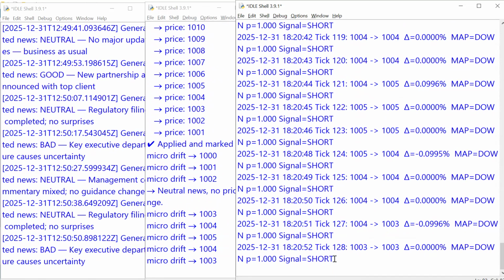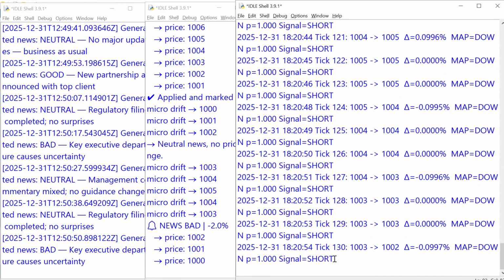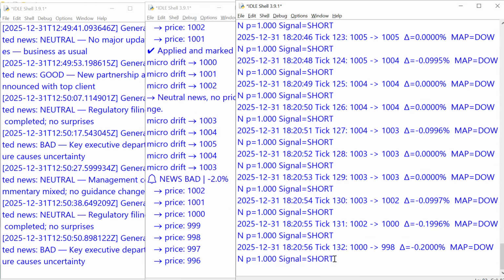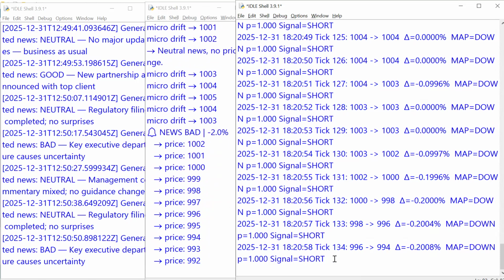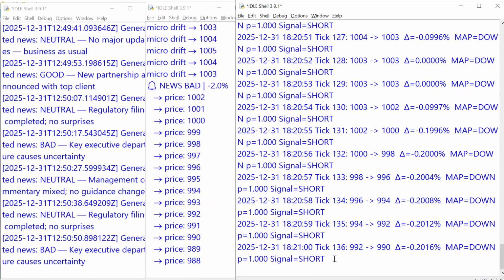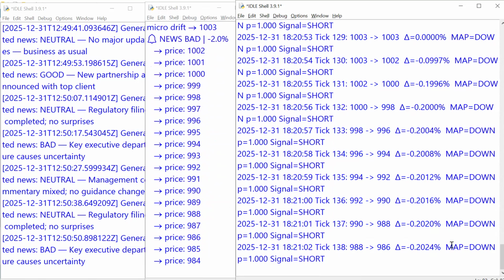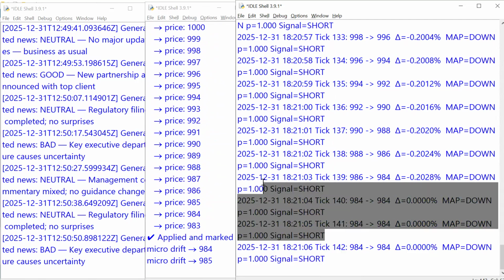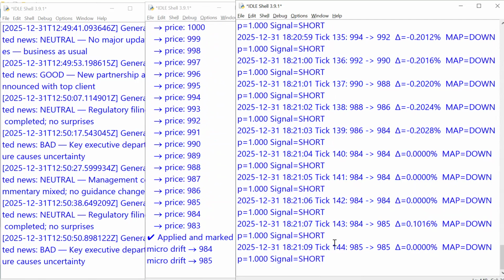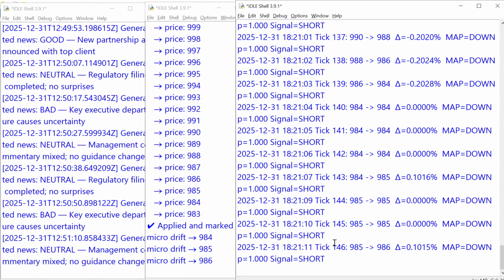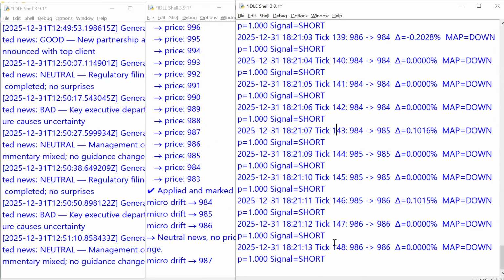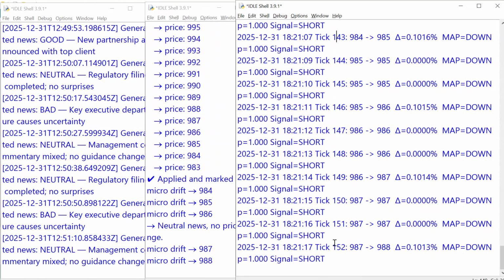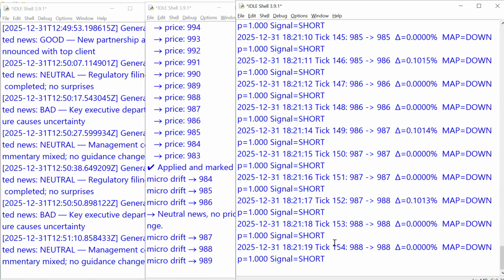Okay, now bad news has come. The algo is predicting go for a short, and we are getting a great profit over here. So the market is falling like anything, and the algo is predicting the right trend on the right side. So now there have to be 2 or 3 good news items, then only the algo is going to give you the change in the trend. Otherwise, the trend is still on the short side.